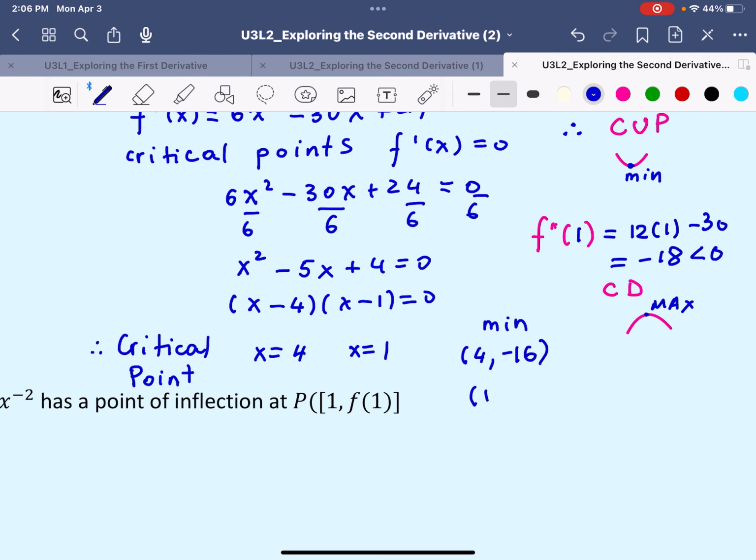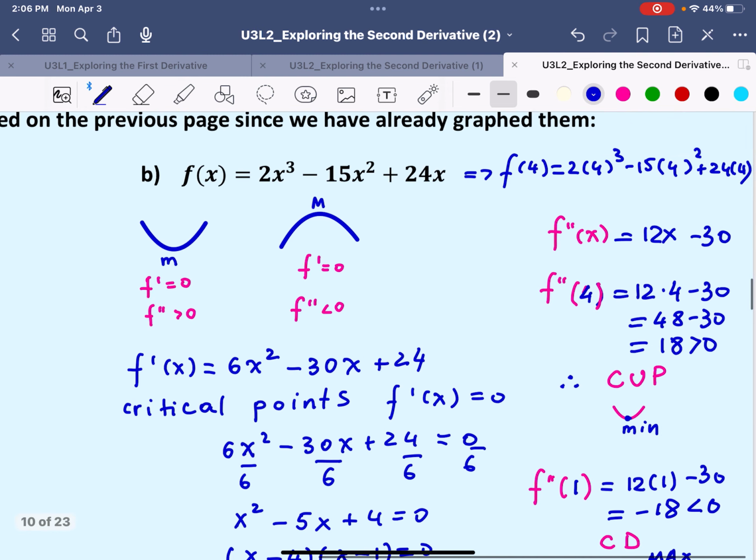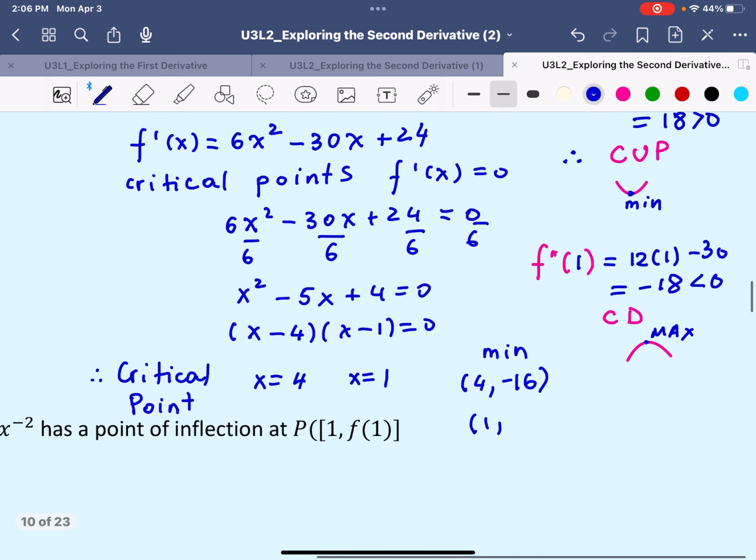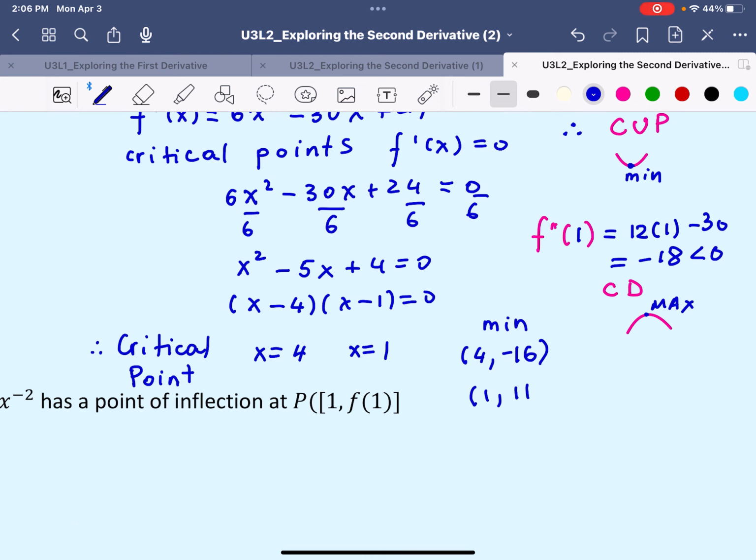And at x equals 1, the y value is found simply by simplifying the coefficients. So we have 2 times 1, 2, minus 15, negative 13, plus 24, 11. So the point is (1, 11). The graph of the function will show a maximum.